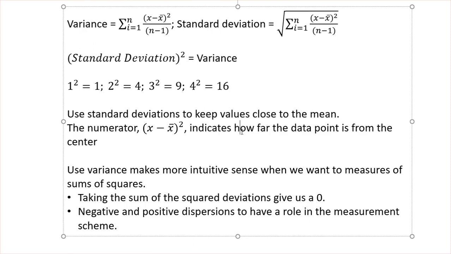And when we want to make more intuitive sense, for instance, when we want to measure the sums of squares, it's more appropriate to use the variance. Because I'm sure you have seen online or in any statistics textbooks, when you take the sum of squares deviation, it gives you a 0. So everything evens out.